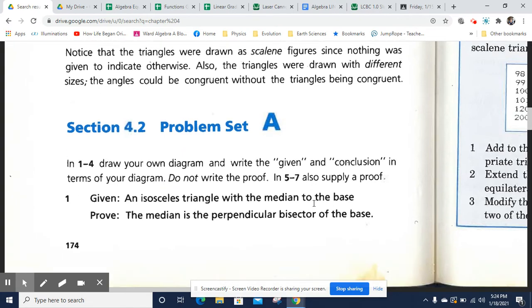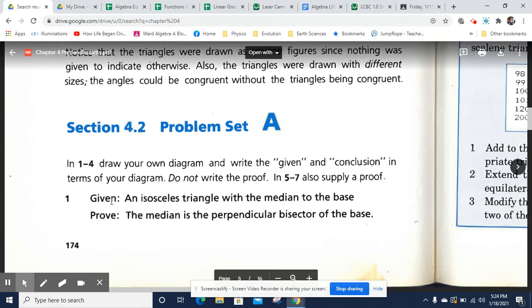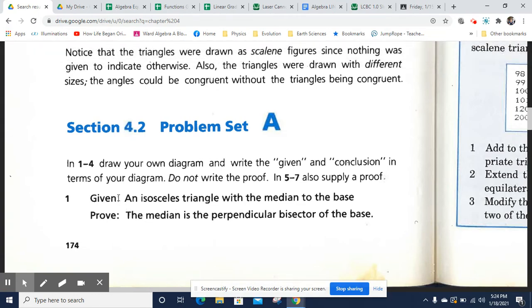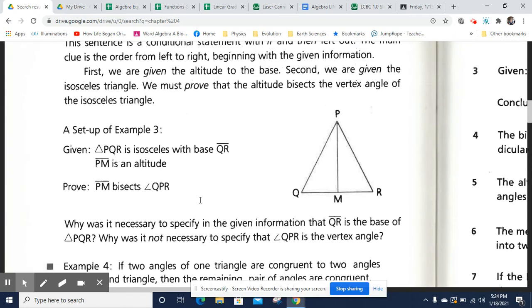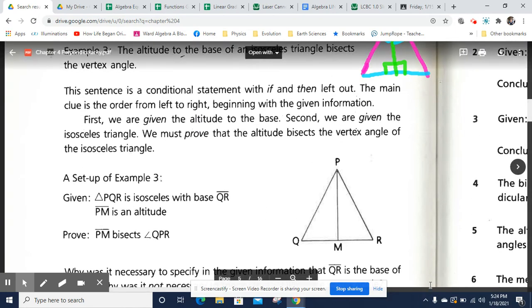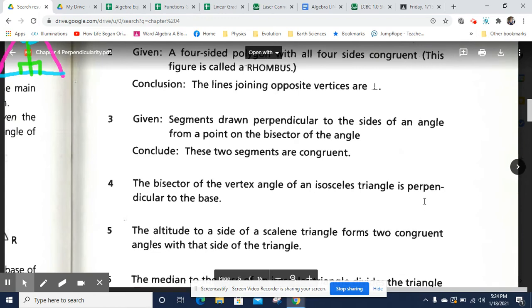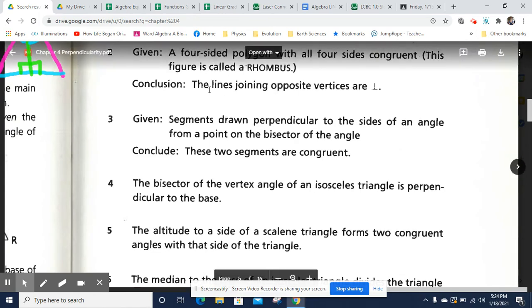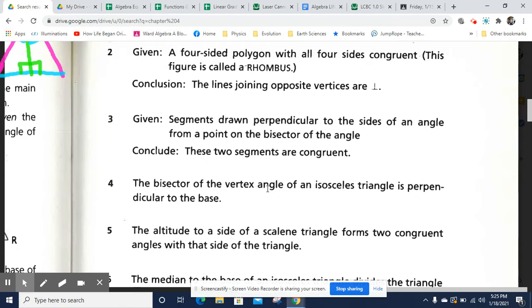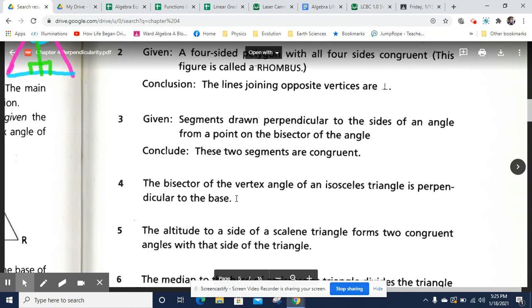So number 1 is one you haven't been given, but I'll work it through. So this is stated the given. So I'll actually pick number 4 because that one kind of hands it to you, and I'd rather take a look at one that is not so handed to you. So you've been given the given and the conclusion in 2 and 3. So number 4, the bisector of the vertex angle of an isosceles triangle is perpendicular to the base.